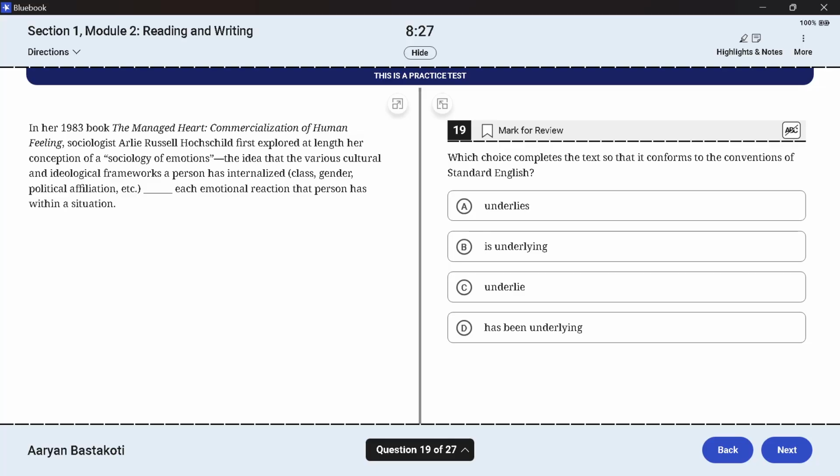Sociologists first explored at length her conception of sociology of emotions, the idea that various cultural and ideological frameworks a person has internalized, class, gender, political affiliation, etc., underlie each emotional reaction that the person has within a situation. So "underlie."